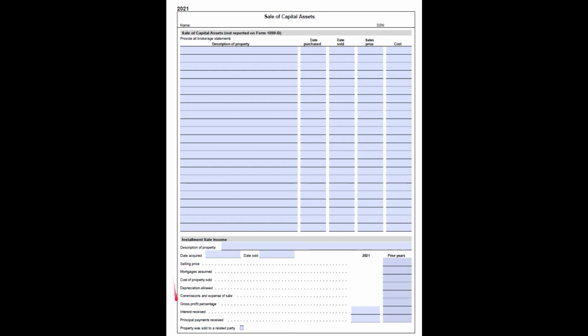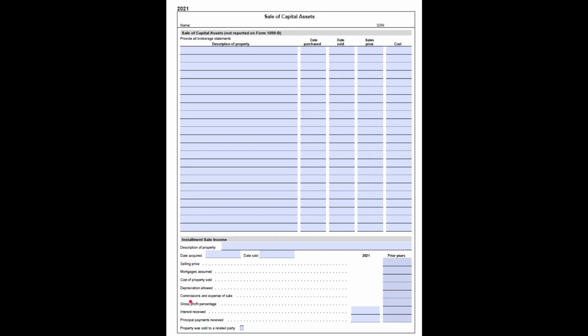Now, the installment sale income area, you are going to fill out if you sold a home and the proceeds will be paid to you in a period of more than 1 year. In that event, you are going to put in the description of the property, which is usually going to just be the property address is what we prefer. The date you purchased or acquired the property and the date you sold it. And then you're going to put in the rest of this information.